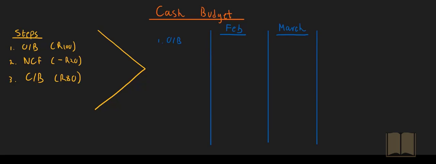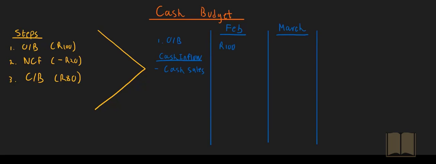You've got 2 months, February and March. Your opening balance was 100 Rand. Now in order to determine your net cash flow, you first have to start with the cash inflow. All the amounts in cash received during the period.